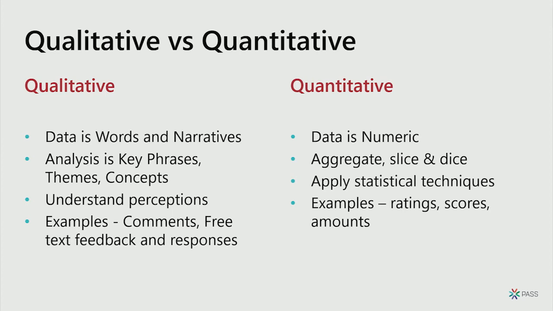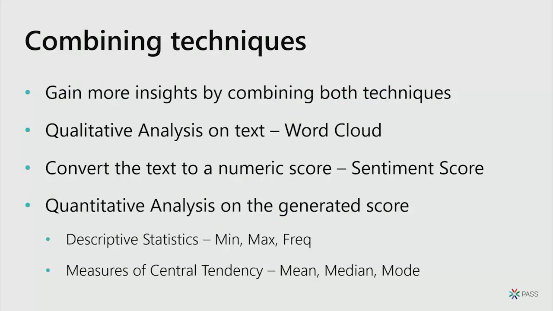So we are going to combine these techniques in the example that we look at. There is a lot of value to be gained from qualitative analysis, and there is also a lot of value to be gained from quantitative analysis. But those two analyses should not be looked at in isolation. So you combine those two techniques by first looking at the trends or the most frequently occurring topics in your text data, and then you convert your text into numeric scores and apply quantitative techniques on top of it.